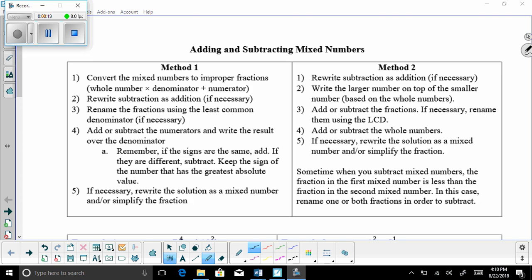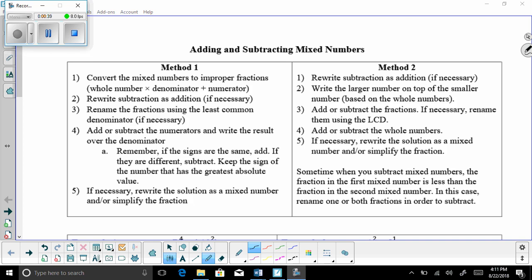I personally do not like method one because you end up with really large numbers in some of the questions, and so it's easy to make a mistake. However, with method two, your numbers are smaller, and to me, it's just easier. But again, you're welcome to use either method. For these notes, I'm going to teach you how to use method two.